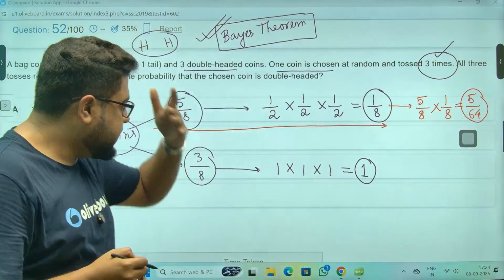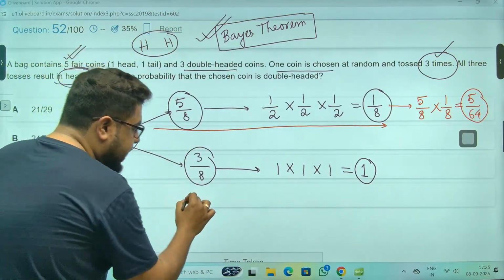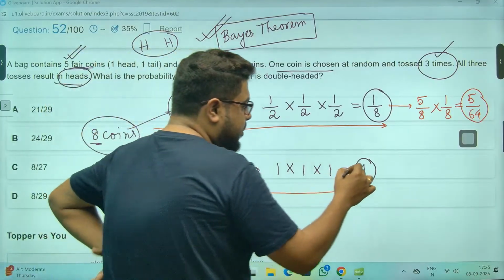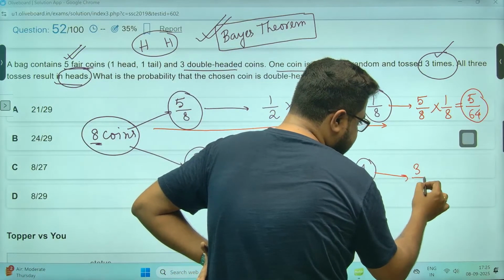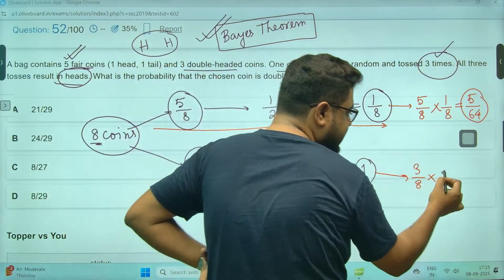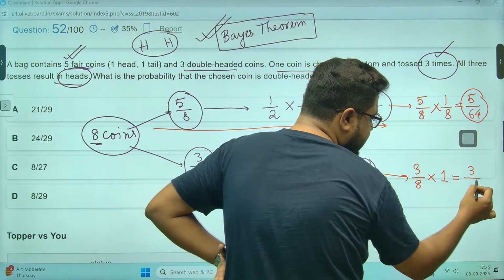Now, please understand. If I decide to go with this branch, first I'll choose it. That probability is 3 by 8. Then 1 into 1 into 1, which is 1. That is 3 by 8.